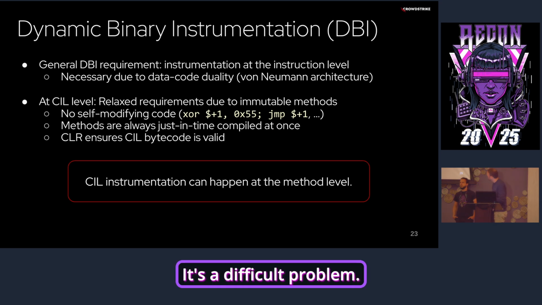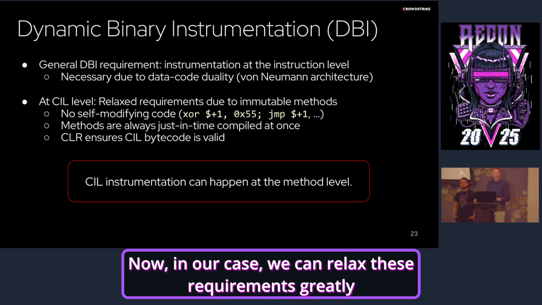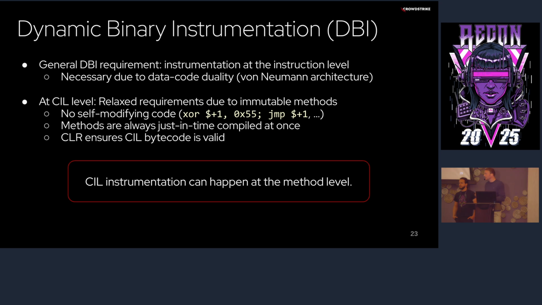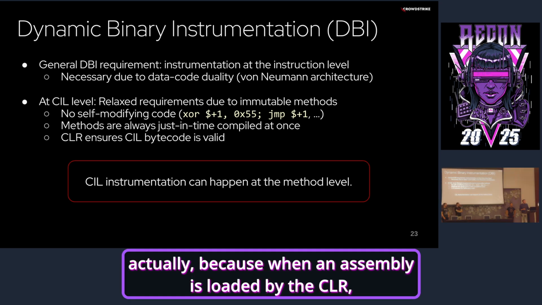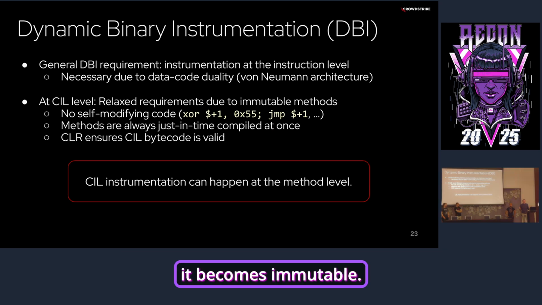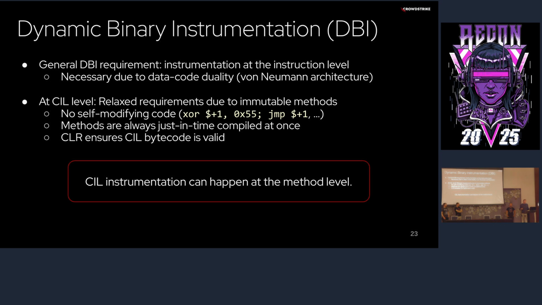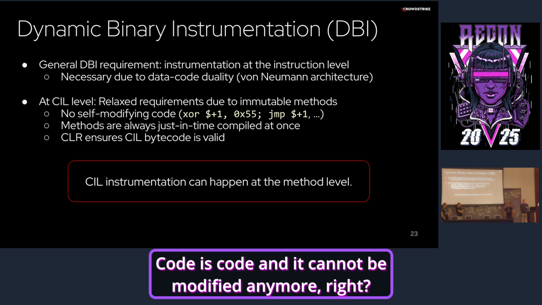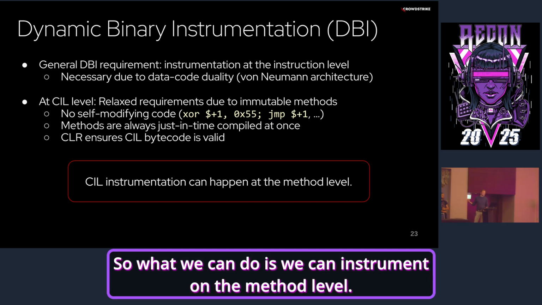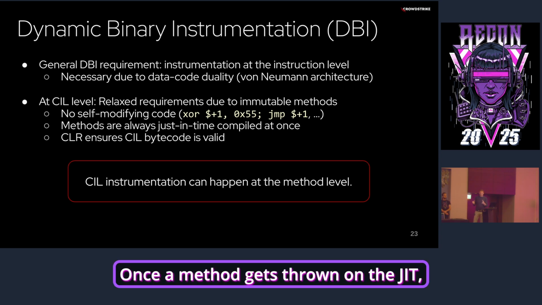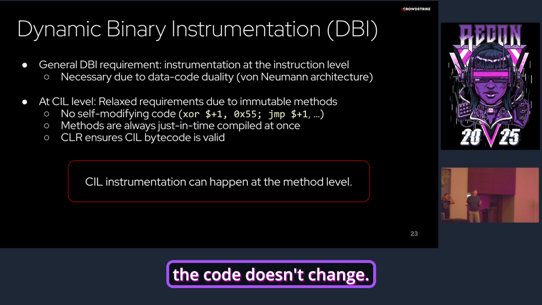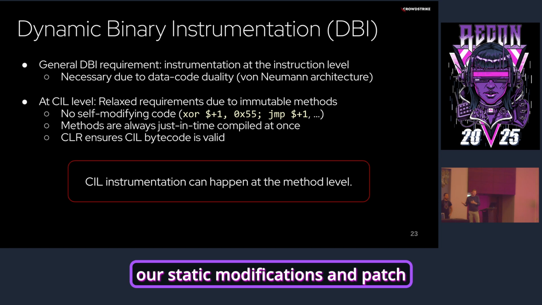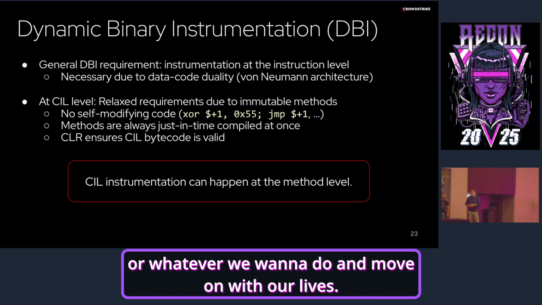It's a difficult problem. Now, in our case, we can relax these requirements greatly, because when an assembly is loaded by the CLR, it becomes immutable. By the time it has been loaded, it cannot change anymore. So the data and code duality doesn't exist. Code is code, and it cannot be modified anymore, right? So we can instrument at the method level. Once a method gets thrown on the JIT, the code doesn't change. And that's great, because then we can make our static modifications and patch or whatever we want to do and move on with our lives.